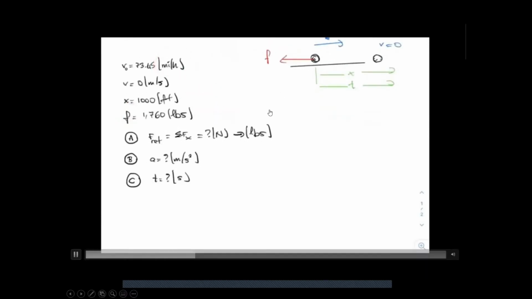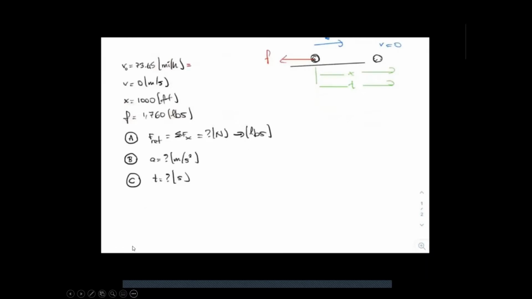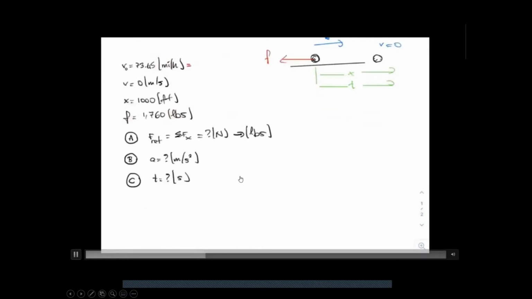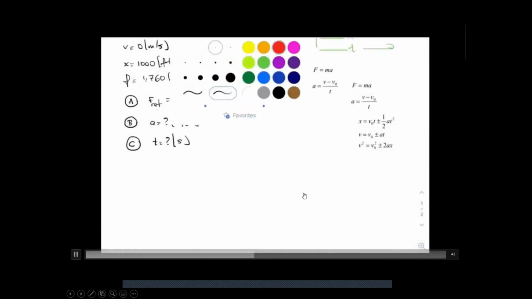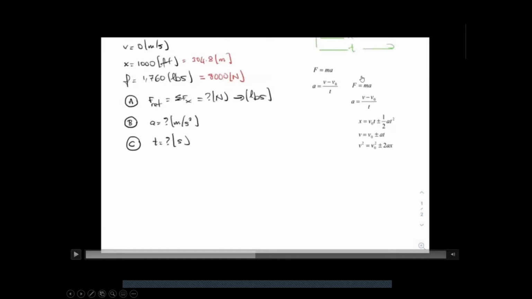We need to do the conversions, obviously; that's the first thing. Feet to meters. Pounds to newtons. Now the net force. These are the formulas available for us, and these are the ones I'm focusing on.